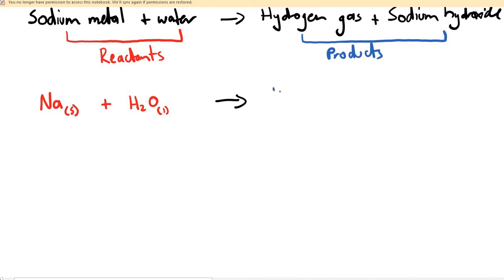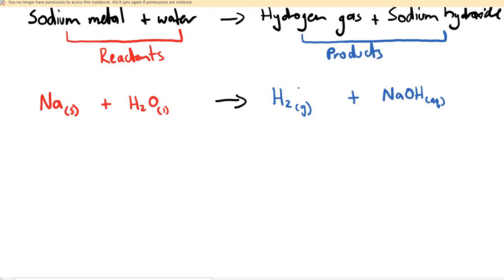We've got hydrogen gas, which is H2, and we've got sodium hydroxide, which is sodium and a hydroxide, OH. It's going to be dissolved in water. If it's dissolved in water, we put aqueous. Aqueous means dissolved in water. So these two compounds here are our products, right?